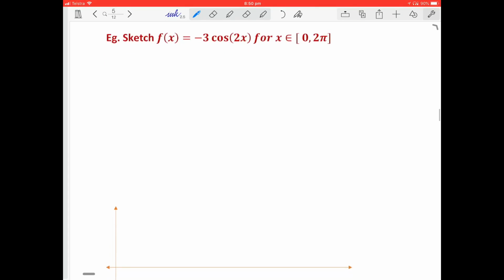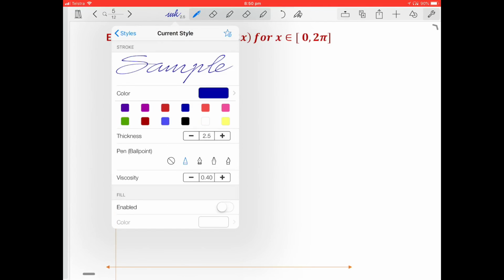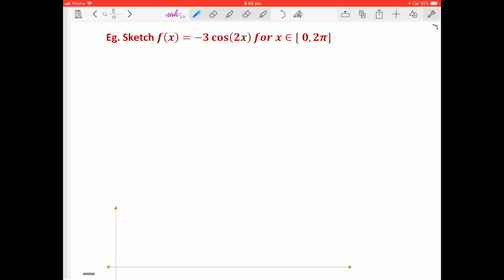Okay, so here we've got sketch negative 3 cos 2x. Now, we've got to state everything at the start. My amplitude, it's not negative 3, it's actually 3. Amplitudes can't be negative, they're always positive. But the negative out the front, we should know what that is.